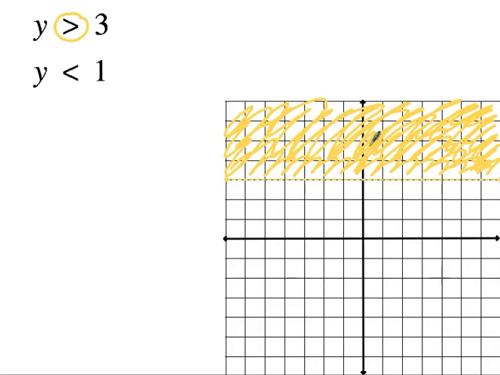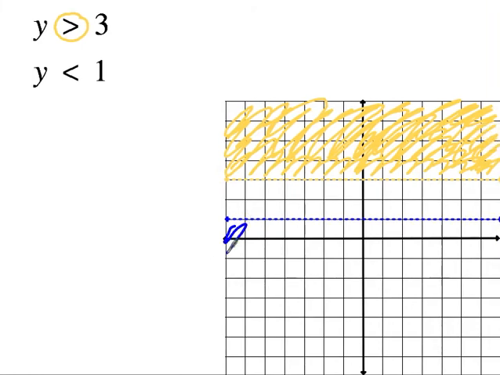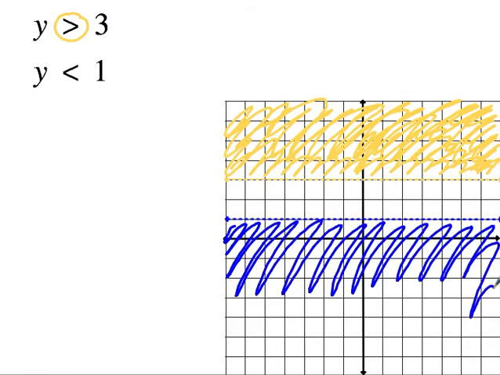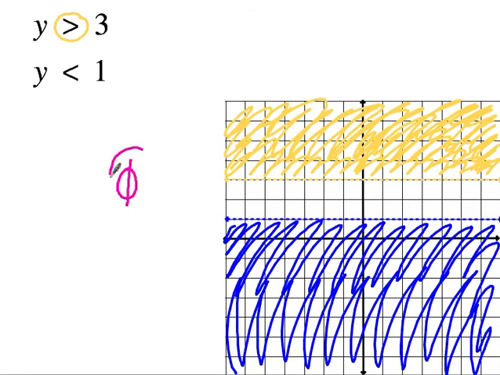Let's look at the next one. What type of line will the next one be? Horizontal at 1. Which way am I going to shade on that? Below. Uh-oh. What happens there? That's a no solution. Good call. Because there is nothing that's shaded both ways. Nice job catching that. Okay, so that is a no solution.